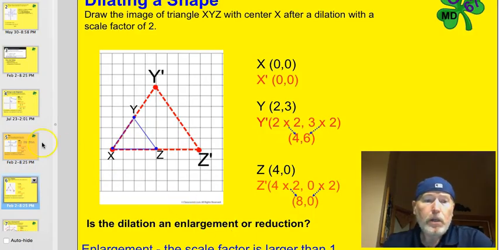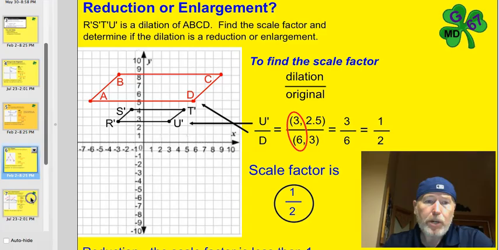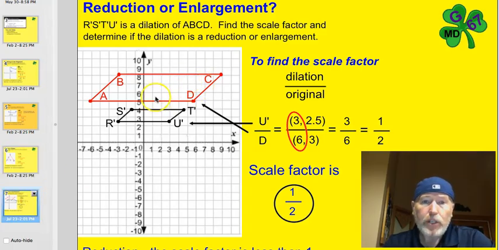Okay? All right, one more type of situation I want to throw at you. Sometimes you have to look at 2 different shapes, like these parallelograms, and decide whether they're an enlargement or a reduction, and you have to figure out the scale factor and do it that way. So let's read the problem. RSTU, down here in black, is a dilation of ABCD. Find the scale factor and then determine if that dilation is a reduction or an enlargement.